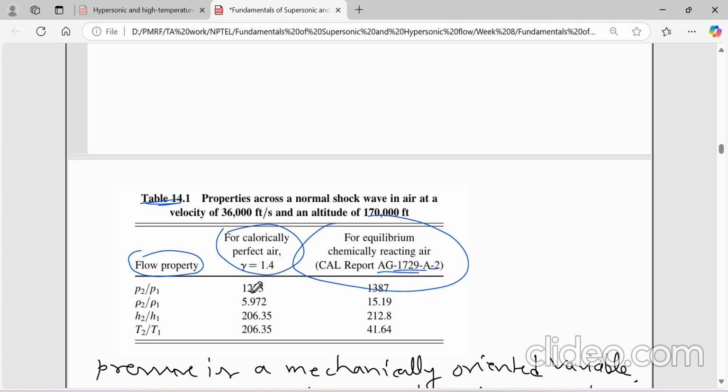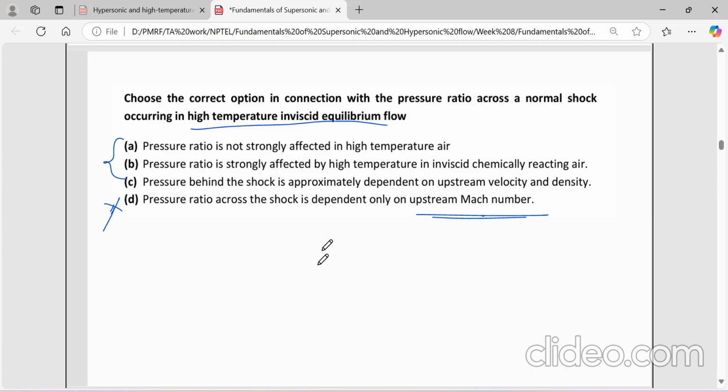If you see the pressure ratio, for calorically perfect gas it is 1233, and for chemically reacting gas it is 1387. There is not much difference. These are of the same order. So you can see that the pressure ratio is not strongly affected by high temperature. So option A is correct and option B is wrong.